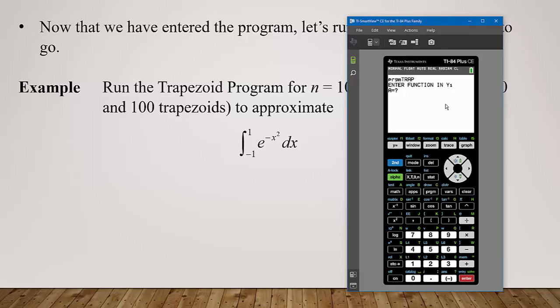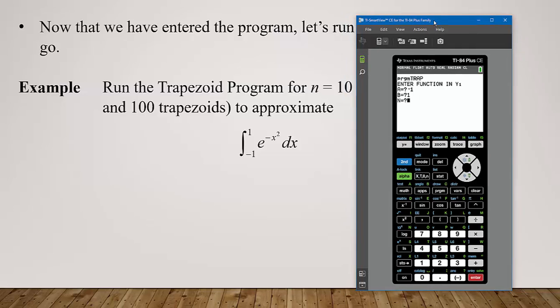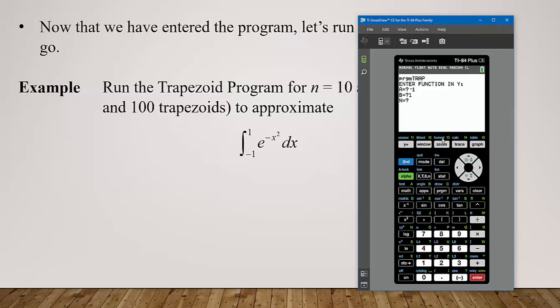So I hit enter, and it reminds me to enter the function in y1. Okay, I did that. A, that's my lower limit of integration. So -1. Enter. B, that's my upper limit of integration. 1. Enter. N is the number of trapezoids. And what did I say here? I said 10 and 100. So we'll do 10 first.